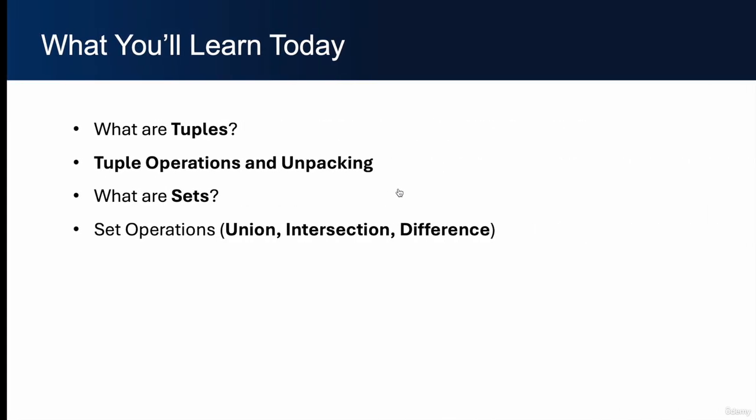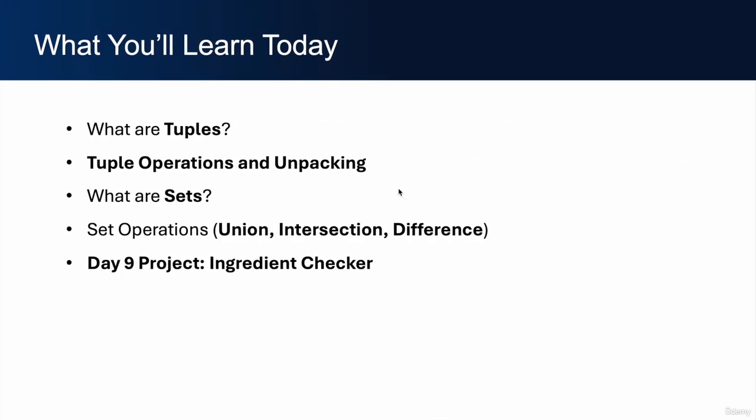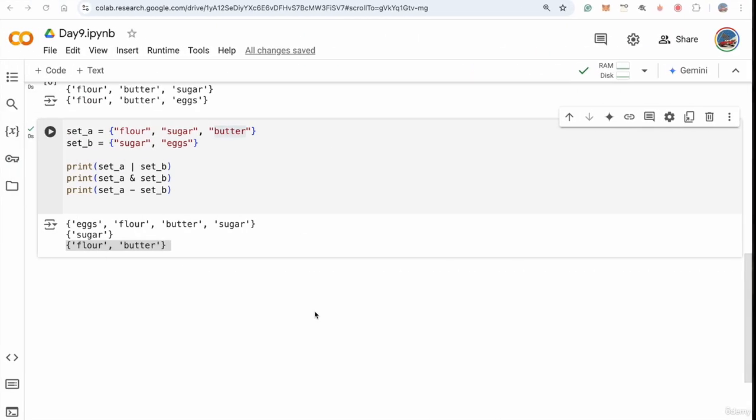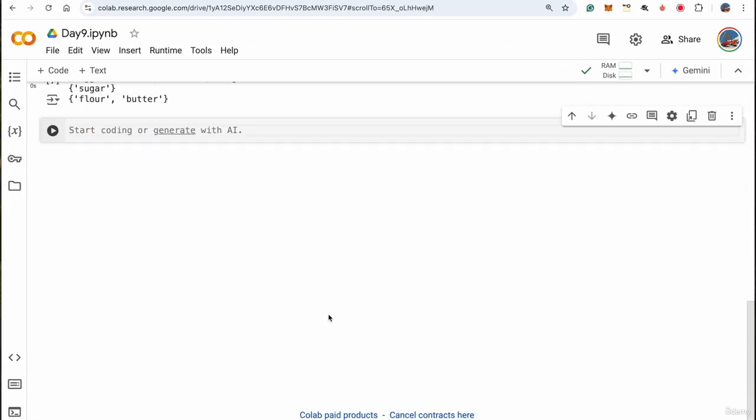So that brings us to our day 9 project, which is the ingredient checker. The goal here is to build an ingredient checker that helps users identify missing ingredients from a recipe and extra ingredients not listed in the recipe. So what am I talking about? Let's look at the actual project. I'm going to go ahead and implement it.